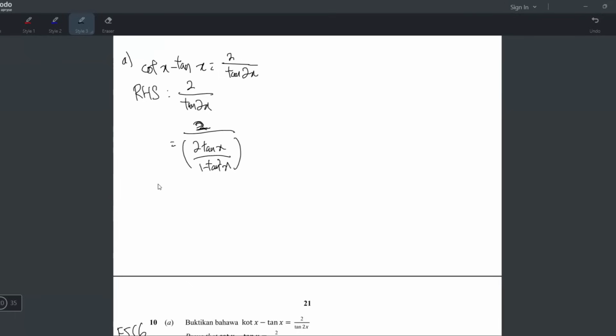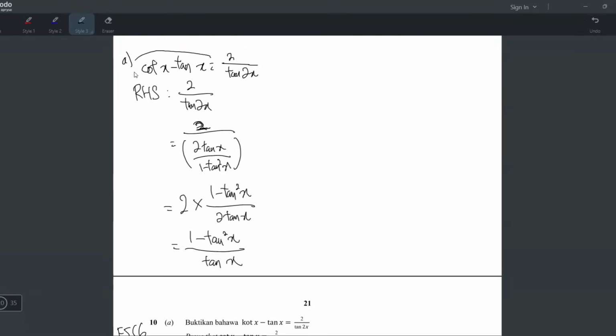After you do this, 2 divided by a fraction means 2 multiplied by the reciprocal of it. So 1 minus tangent square x over 2 tangent x. I'll try not to skip any line here. The 2 and 2 can cancel, because it is multiplication: something times something over something, the 2 can cancel. So you are left with 1 minus tangent square x over tangent x.